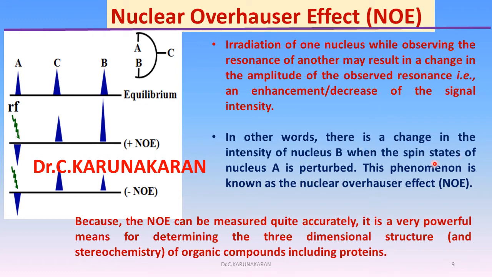In other words, there is a change in the intensity of nucleus B when the nuclear spin states are perturbed. This phenomenon is known as the nuclear Overhauser effect. This effect is very important because NOESY spectroscopy and 2D NMR spectroscopy are based on it. It is very useful for three-dimensional structure determination of organic compounds, including proteins, DNA, etc. For this effect, Overhauser was awarded the Nobel Prize.